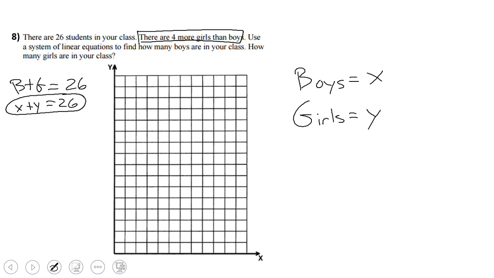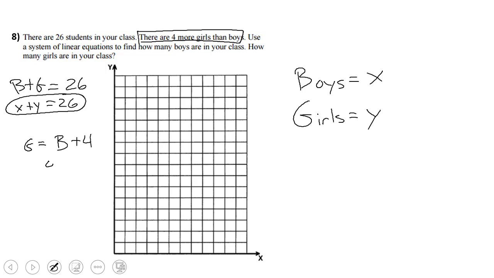So we know that the number of girls has to equal the number of boys plus 4, because it says there's 4 more girls than boys. So the number of boys plus 4 is equal to the number of girls. Some of you might have thought it would be girls plus 4. Well, no, that would be too many. That would be 8 more than the boys.